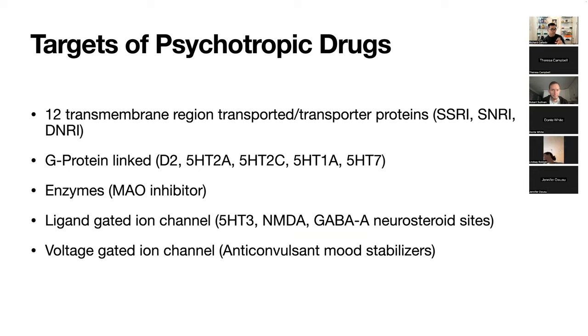These are the targets of the psychotropic drugs. Remember, 12 transmembrane transporters. A good example would be SSRIs, which include your fluoxetine, paroxetine, sertraline, escitalopram, and citalopram. Those are considered serotonin reuptake inhibitors. SNRIs are serotonin norepinephrine reuptake inhibitors, and that would be your venlafaxine, or Effexor, your duloxetine, or Cymbalta, and your desvenlafaxine, or Pristiq. There are a few of them.